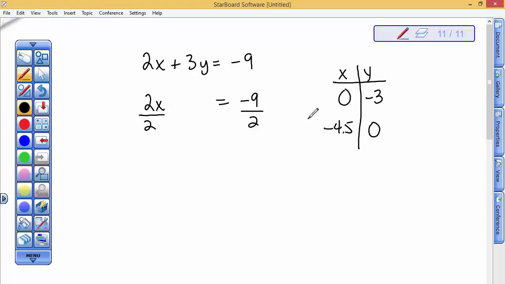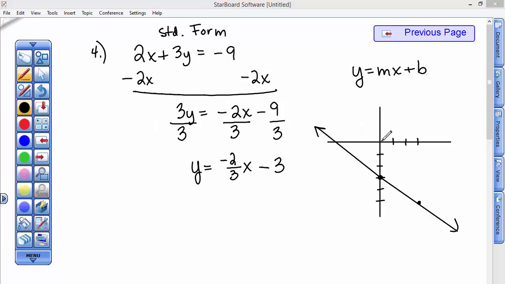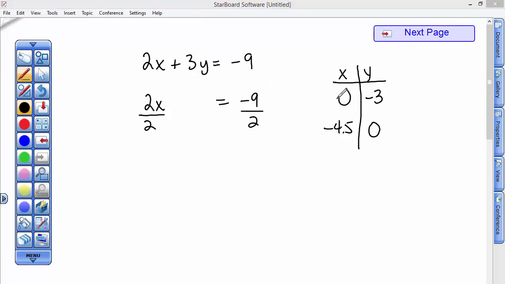So look at this problem. x is 0, y is negative 3. And the other one was x was negative 4.5 and y was 0. So if I try to put my tick marks on here, 1, 2, 3, 4, 5, that's this x-intercept, and this is the y-intercept from this page. So (0, -3) and (-4.5, 0). If you'd like to graph using a different method. I'm an advocate of y equals slope-intercept form, and that's how I will continue.